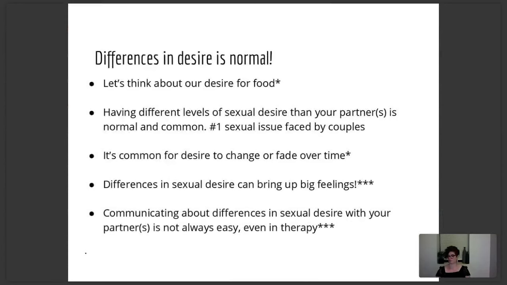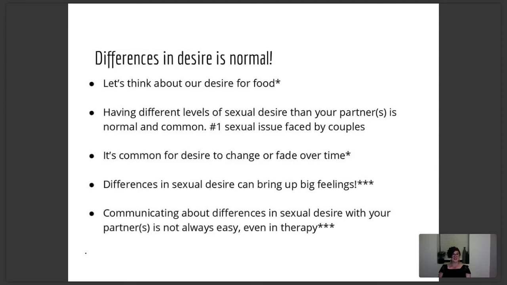Okay, so differences in desire is normal. Let's start by thinking about our desire for food. So maybe you one day are very hungry, right? And your partner isn't hungry at all. Or maybe you're in the mood for tacos and your partner is more interested in eating pasta. This probably is not gonna cause deep distress in your relationship, right? So if we apply the same logic of our appetites to sex, we can see that this can come up and it can be really normal.